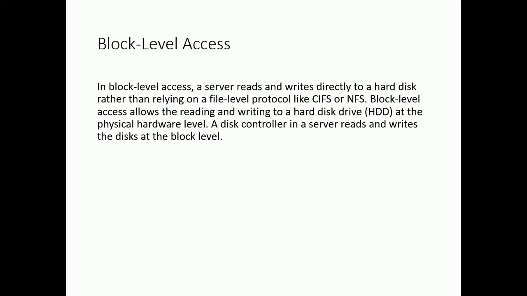All right, so block level access. That concludes file level access. Block level access is a little bit different. Block level access is basically when you have to manage the file system. So you have to manage how that binary data is stored on some medium. It could be hard drives, it could be lots of different technologies that I'm going to talk about throughout the rest of this presentation.